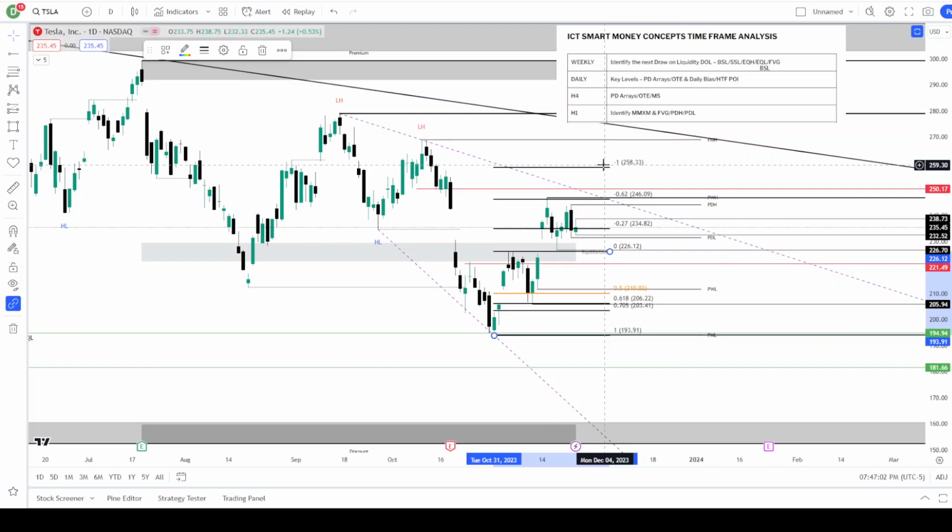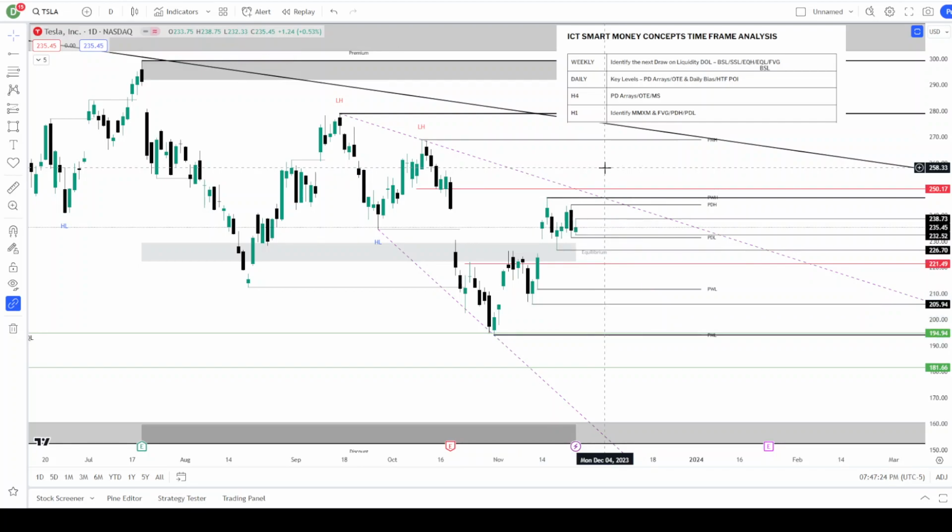I do think we expect that is coming sooner than later, but that would also be breaking this trend line here if we were to get there. And then we also have liquidity above, and then we have this greater bearish resistance trend line. So that'd be like a push up to 250, 260. We'd be looking for 258.33 on the symmetrical swing if that was to play out.